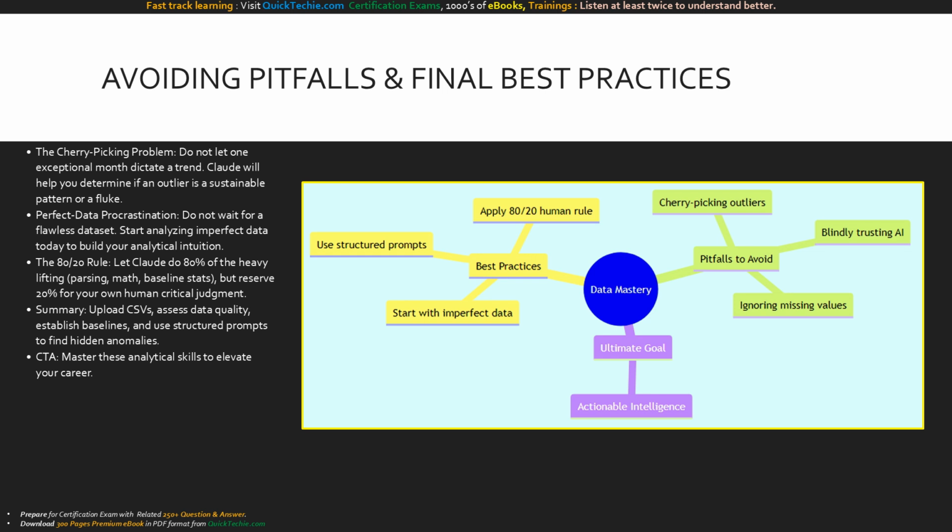Always apply the 80-20 rule. Claude does 80% of the heavy computational lifting, but your human intuition handles the final 20% of strategic decision-making. By systematically uploading CSVs, checking quality, and establishing baselines, you are now a data-driven professional.